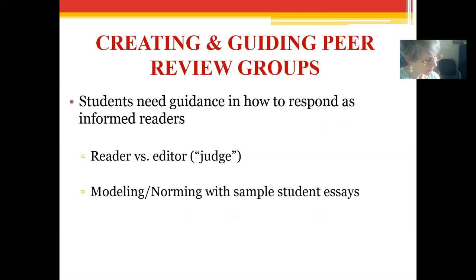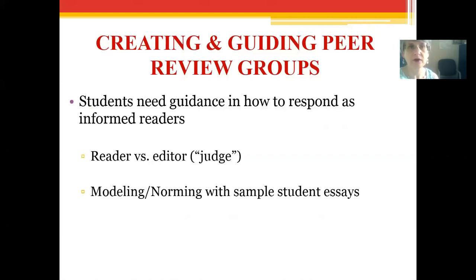So with norming, you can give the class 3 to 4 sample student essays. You can ask them to get in their writing groups and evaluate the essays and rank them from worst to best. And they can provide justifications for their rankings and talk about why they think this one is a good example, why this is a weaker one, etc. And you can give your own responses to these essays and how you might rank them and why.